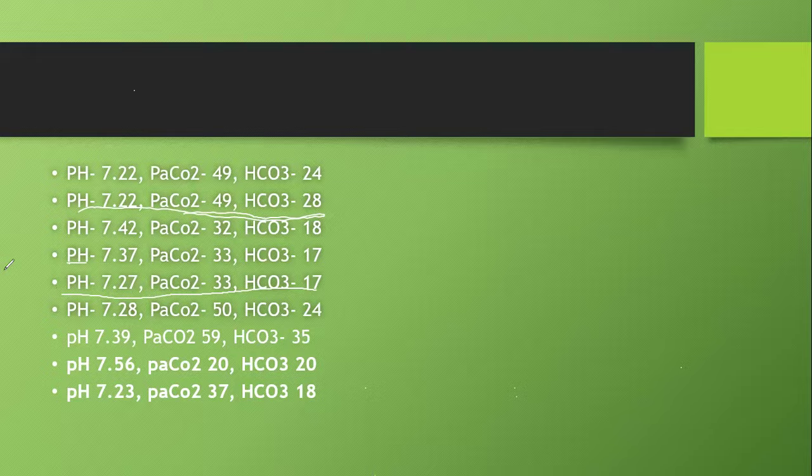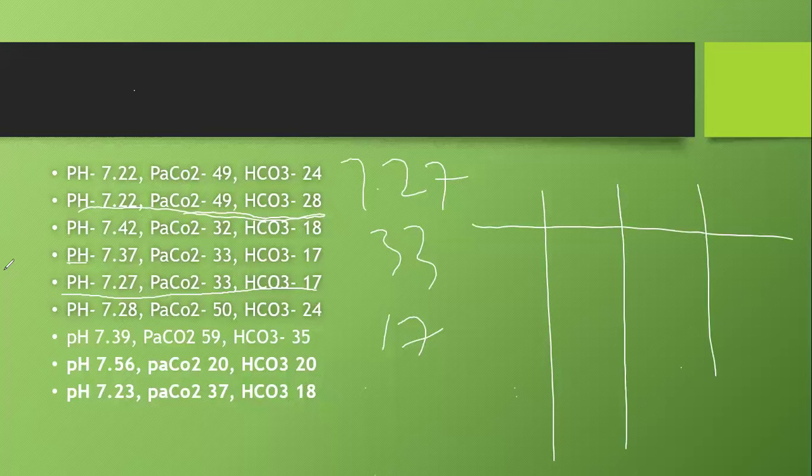So pH is 7.27. Carbon dioxide is 33, and then bicarbonate is 17. Let's put them into our table. Here, we have acid, we have normal here, and we have base here.